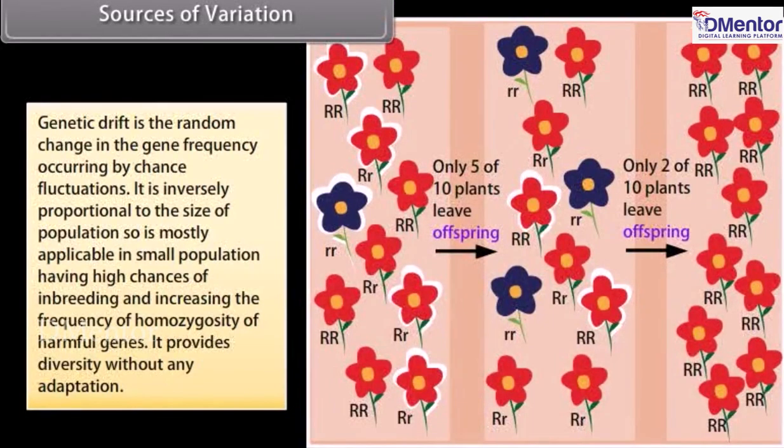Genetic drift is the random change in the gene frequency occurring by chance fluctuations. It is inversely proportional to the size of population, so is mostly applicable in small populations having high chances of inbreeding and increasing the frequency of homozygosity of harmful genes. It provides diversity without any adaptation.